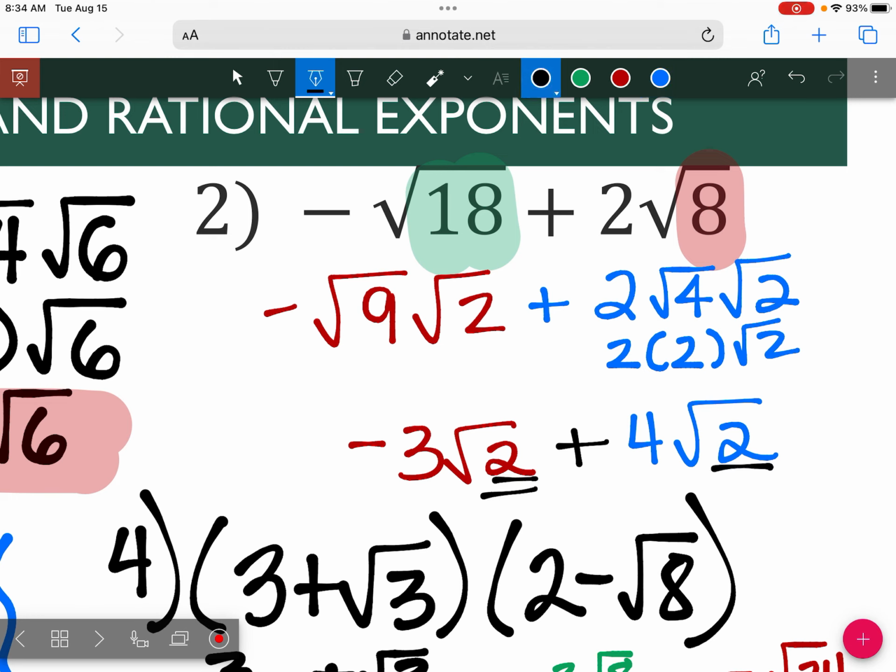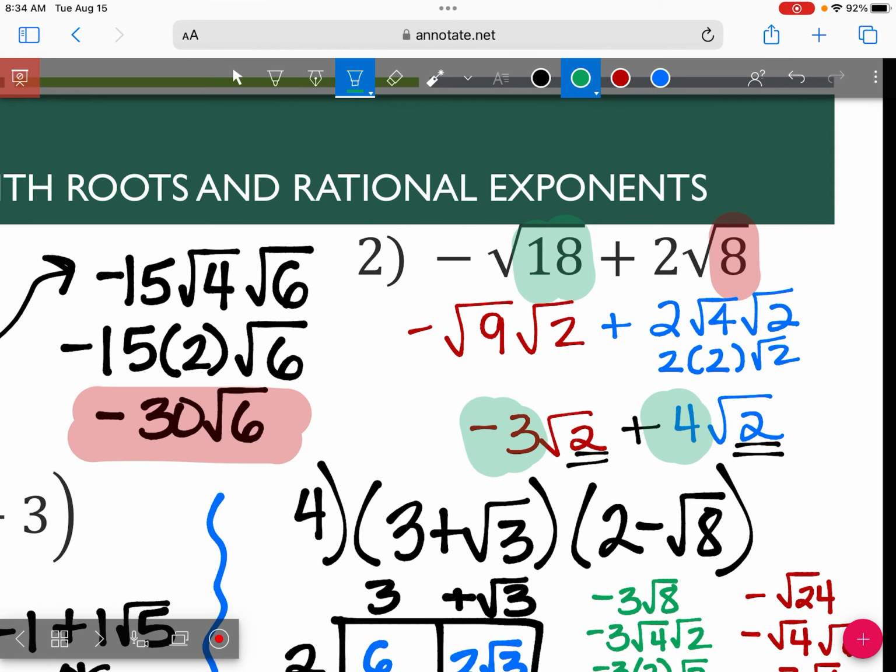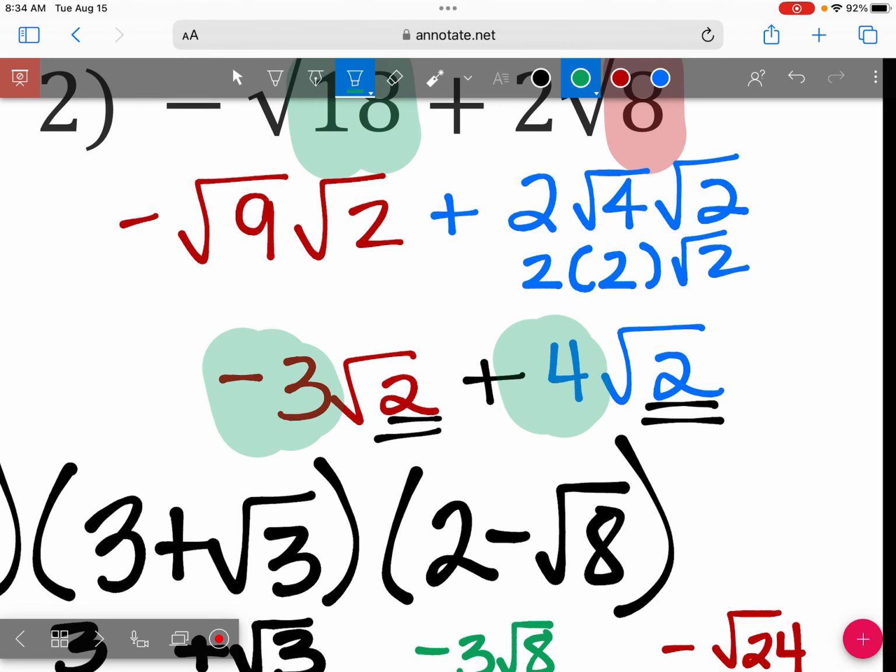These two are like terms, so I can add. But when you add, you're only adding the number in front. So I'm only adding these 2 numbers right here. You do not change the number underneath the square root. So negative 3 plus 4 is 1. So your final answer would be 1 square root of 2. Or just square root of 2. You don't have to put that 1. It's like saying 1x or just x. It's the same thing.